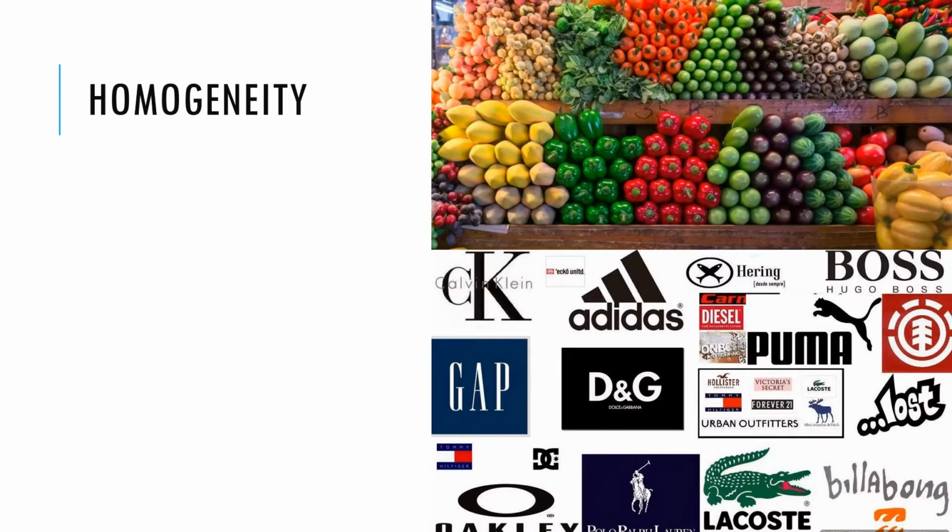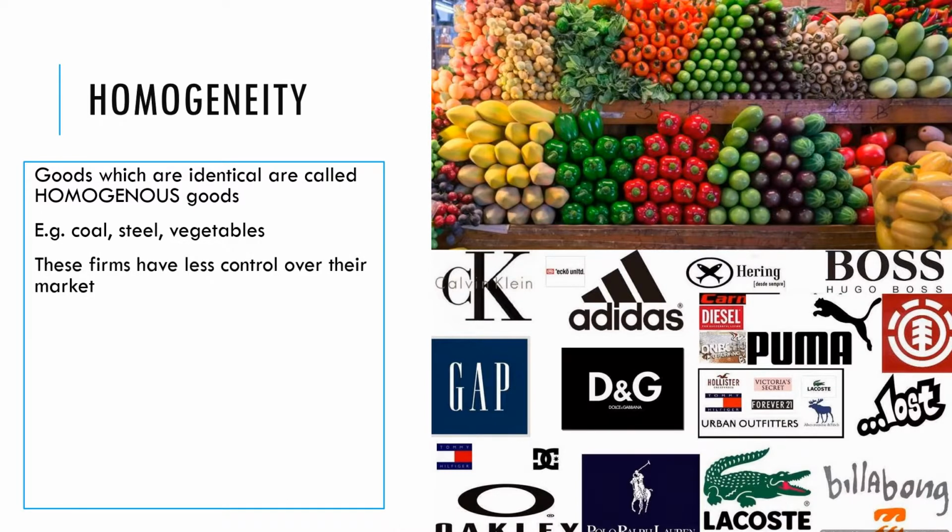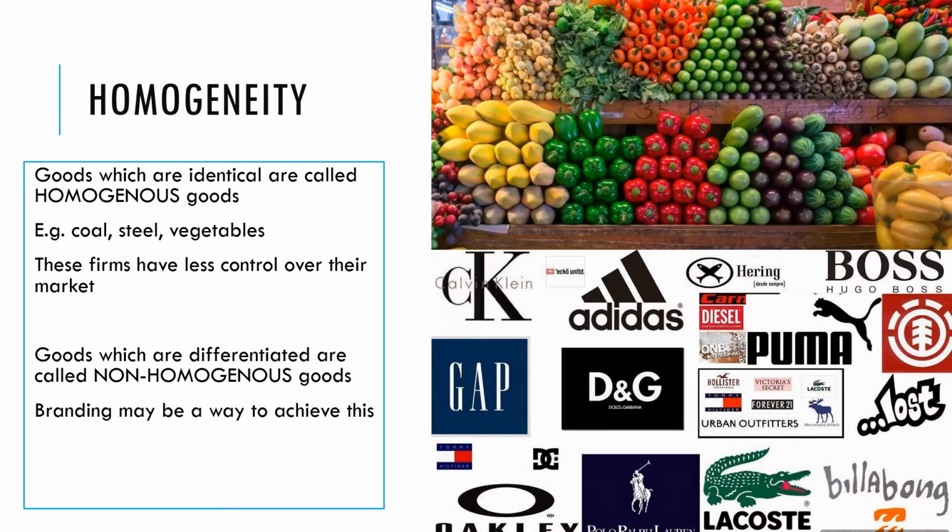Okay, our next characteristic is about homogeneity of the product. So goods which are quite identical we call homogeneous goods. So for example, coal from one company is very similar to coal from another company. A vegetable from one farmer is very similar to a vegetable from another farmer. So these firms tend to have less control over their market. Goods which are differentiated we call non-homogeneous. So branding, for example, may be a way to achieve this in the fashion industry. As a result, these firms have much more control over their market and more control over the price they're able to charge their customers.